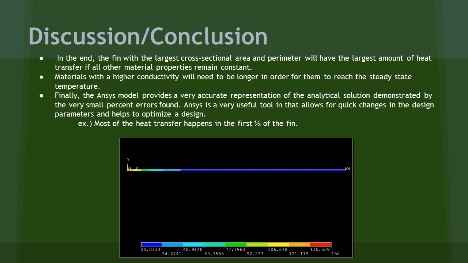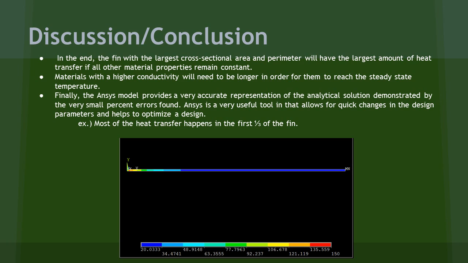A few key takeaways from this project are that a fin with the largest cross-sectional area and perimeter has the largest amount of heat transfer. Also, materials with higher conductivity will need to be longer in order to reach the same steady state temperature. Finally, Ansys is a good model for optimizing fin designs.